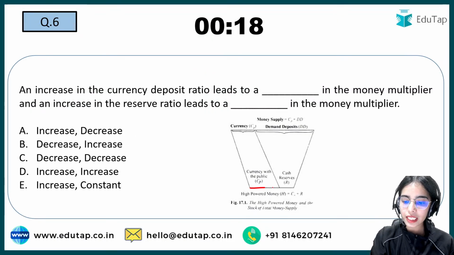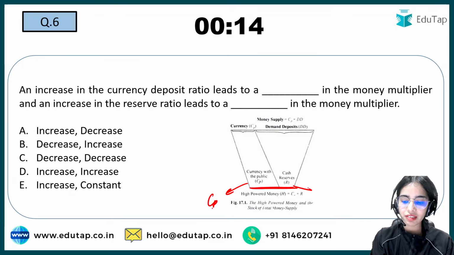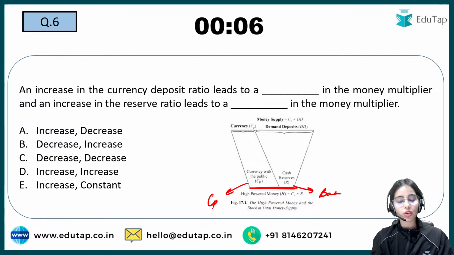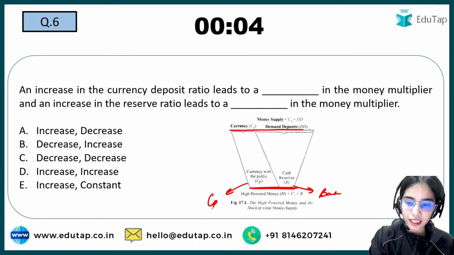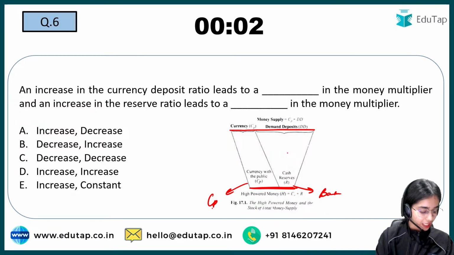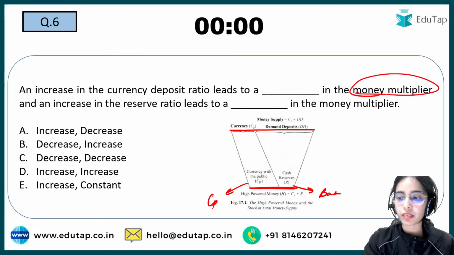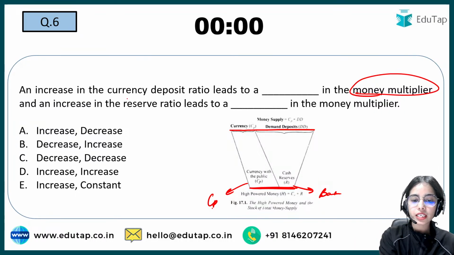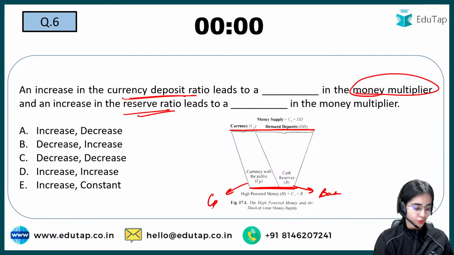So here you can see that this is the high powered money, that is the currency in the hands of the public, as well as the cash reserves of the banks. Out of this high powered money, that is the actual money that is issued by the RBI or the government, there is the money supply that is created. Now you have to tell me how the process of money multiplier is related with the currency deposit ratio and the reserve ratio. So try to answer this.